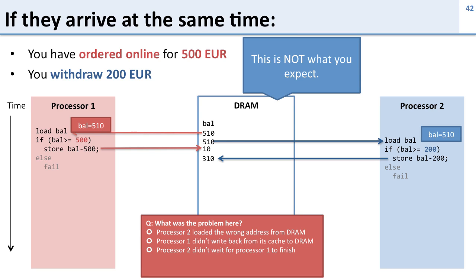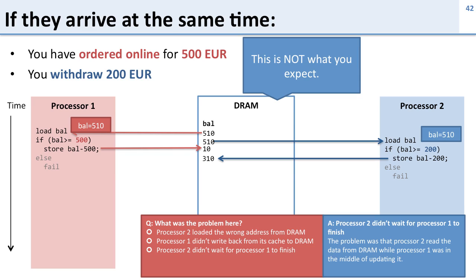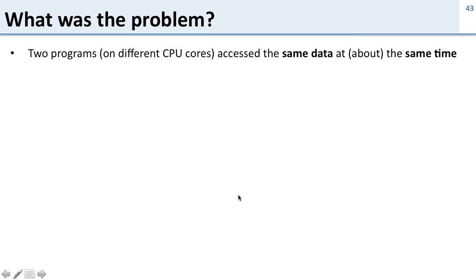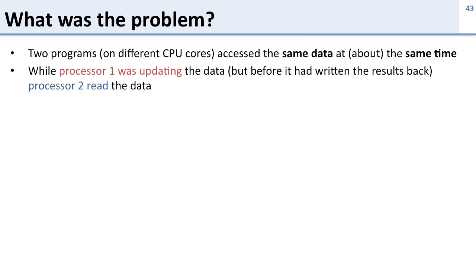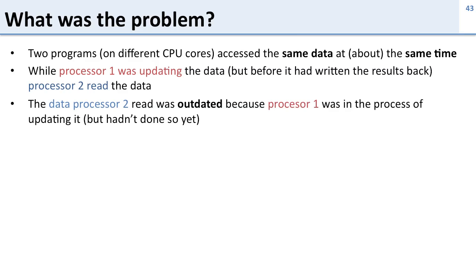So what was the problem here? Well, the problem was that processor 2 didn't wait for processor 1 to finish. So processor 2 went ahead and started processing while processor 1 was in the middle of processing. If it had waited until after processor 1 had written its value back, we wouldn't have had the problem. So what was the problem? The problem was we had two programs running at the same time on different CPU cores accessing the same data. Processor 1 was updating the data but hadn't finished writing the results back, and processor 2 went and read the data. So the data processor 2 read was outdated because processor 1 hadn't finished yet.